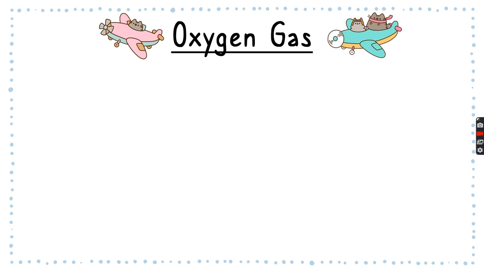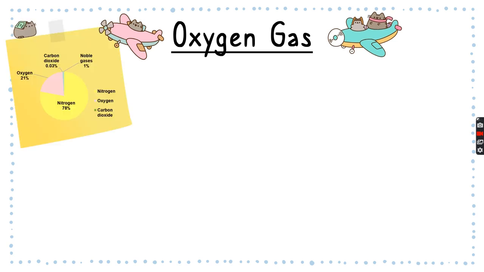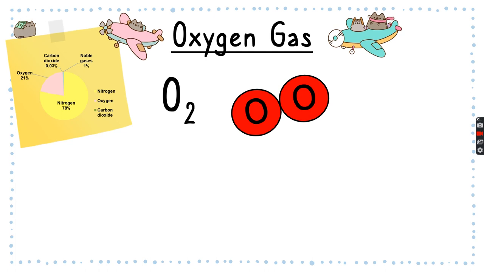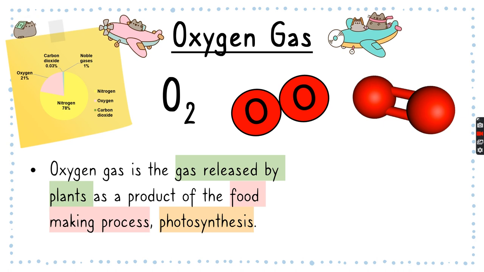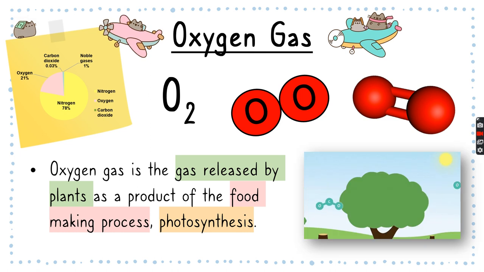So let's start off with the very famous oxygen gas. So oxygen gas, you can see it consists of 21% of the air, and we usually draw it or write it down as O2. Well, what does that mean, O2? It actually means that oxygen gas is made up of two molecules of oxygen. Oxygen gas is the gas that is released by plants as the product of the food-making process called photosynthesis.